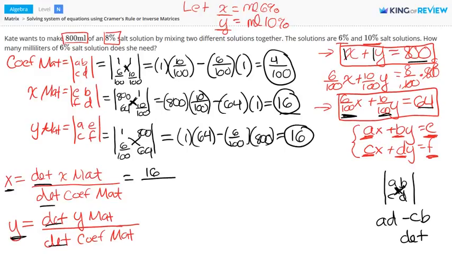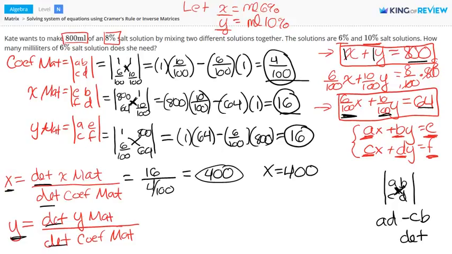So now solving for x, we have the determinant of the x matrix, that's right here, that's a 16, divided by the determinant of the coefficient matrix. We solved for that. That's 4 over 100. And when you work this out, this is equal to 400. So x equals 400. But what did x represent? Well, we need to look back up here. x was the volume of 6%. So we used 400 milliliters of the 6% salt solution.